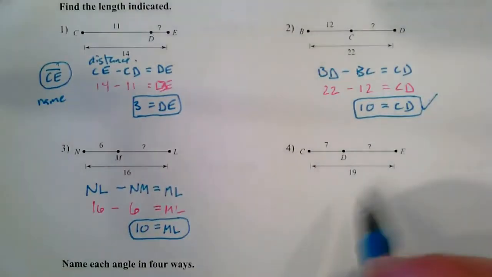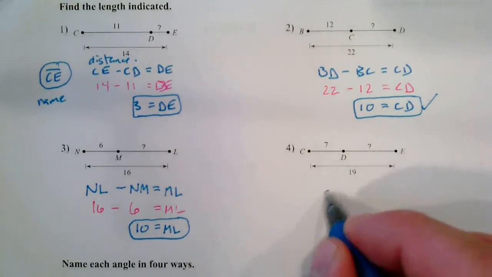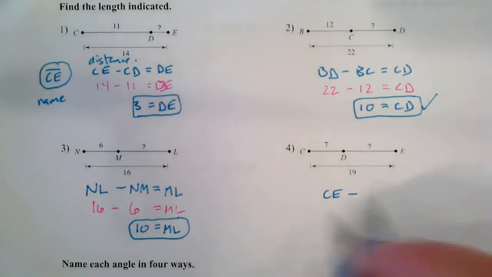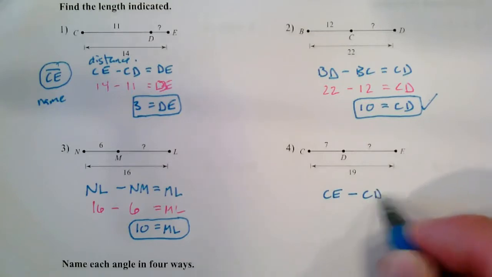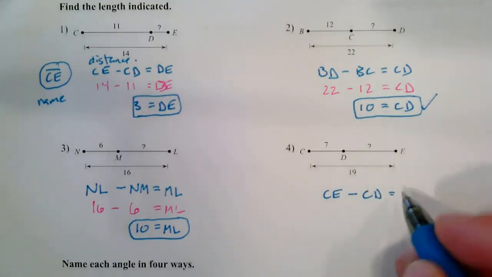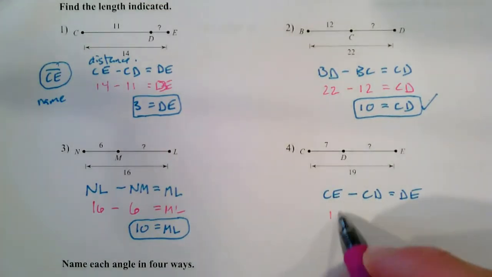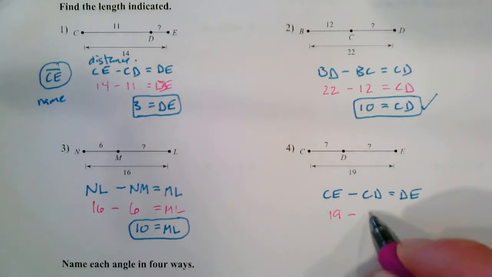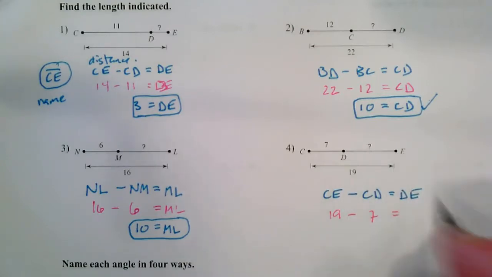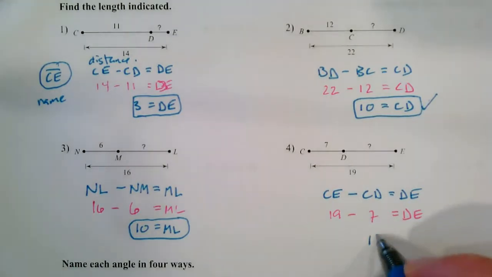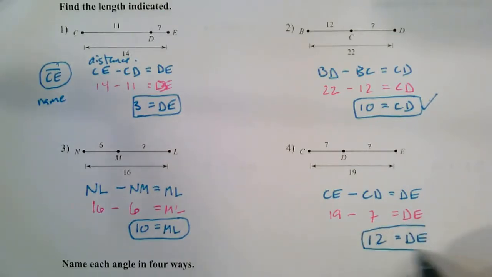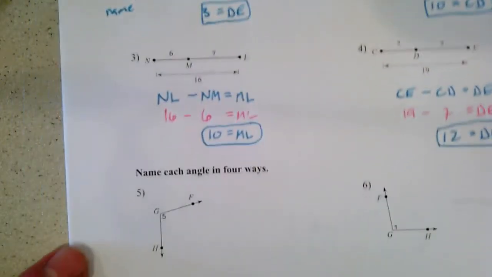Next, we've got CE minus CD equals DE. Go to do our substitutions. CE is 19. CD is 7. And DE, that's what we're trying to find. All right. 19 minus 7 is 12. Equals DE. A little box around our answer, so it's easy to find. All right, next. We're going to be naming some angles.